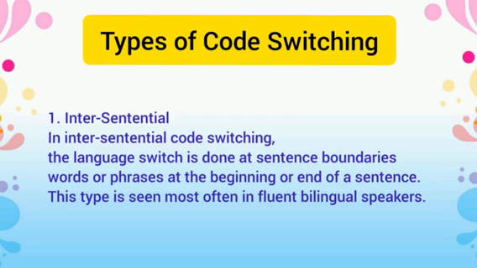There are 3 types of code switching. The first one is intersentential. In intersentential code switching, the language switch is done at the sentence boundaries, words or phrases at the beginning or end of a sentence. This type is seen most often in fluent bilingual speakers.